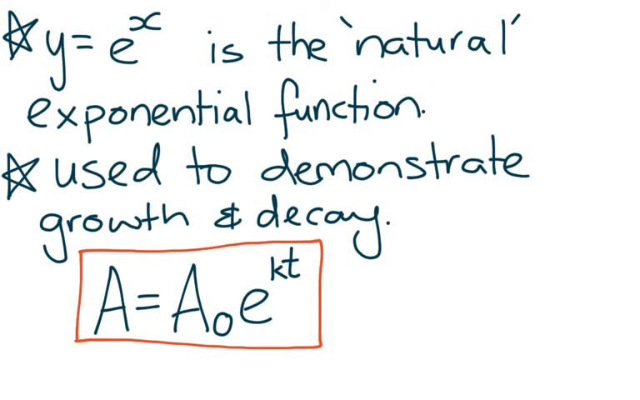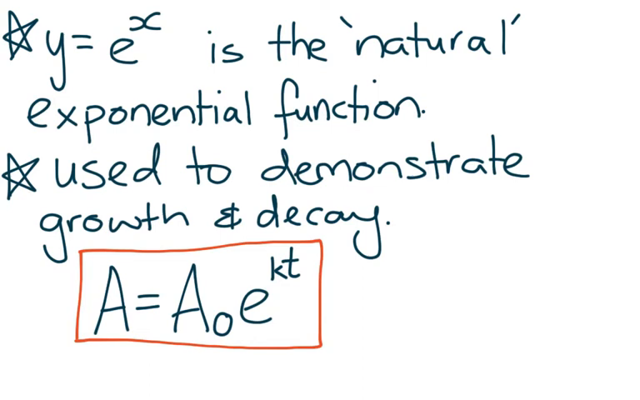y equals e to the power of x is the natural exponential function, and it's used a lot to demonstrate growth and decay. So it is the basic function which we can then use to do growth and decay, where we have A equals A0 e to the power of kt.